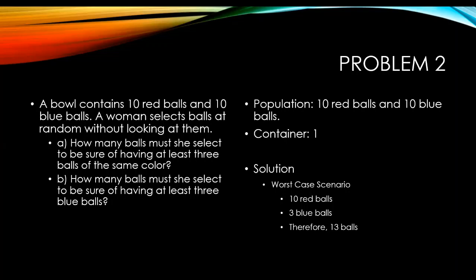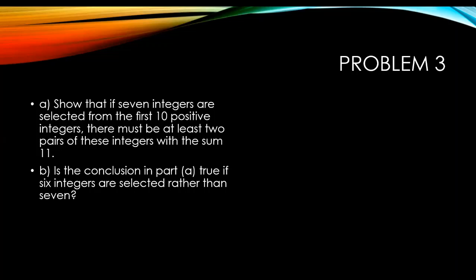So again, the pigeonhole principle determines the worst case scenario to meet our requirement in arranging our pigeons or our items. Now let's move on with problem number 3. Show that if 7 integers are selected from the first 10 positive integers, meaning 1 to 10, there must be at least two pairs of these integers with the sum 11. So from 1 to 10, we're going to pick 7 integers.